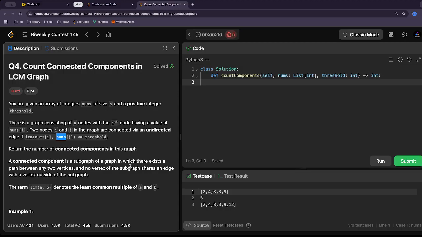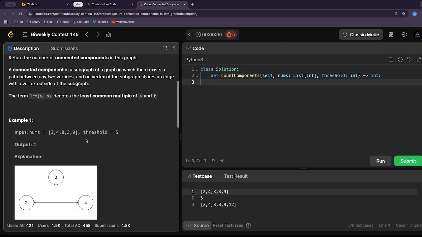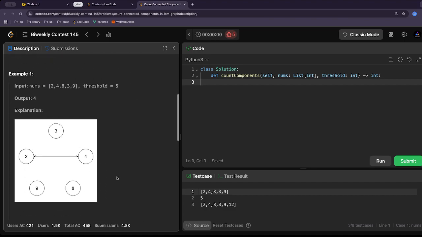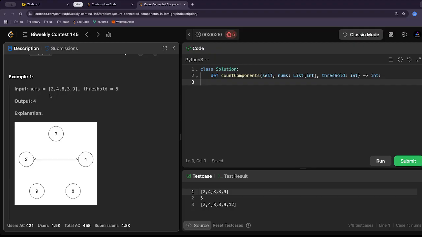Okay, well, connected component, I think we know what that is. And this is the least common multiple, as I said before. So here we have example 1. And here they draw the graph, right?